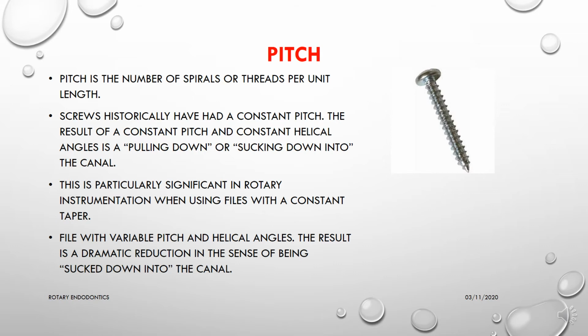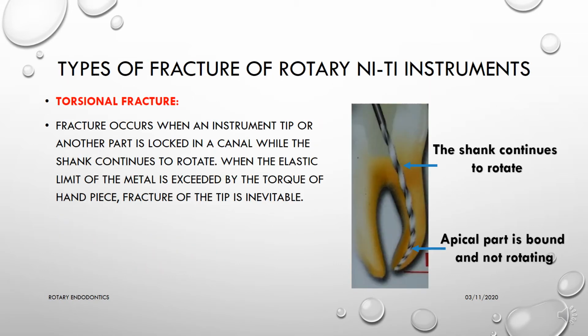Now let us look at the various types of fracture which can happen in rotary instruments and the role of design characteristics in these fractures. The first is torsional fracture. Torsional fracture occurs when an instrument tip or any part is locked inside the canal while the shank continues to rotate. When the elastic limit of the metal is exceeded by the torque of the handpiece, fracture of the tip is inevitable.